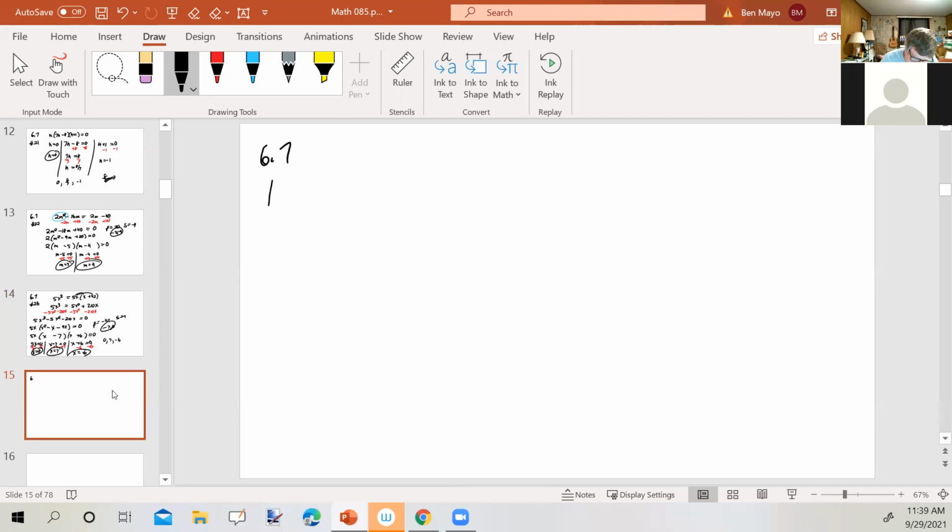This is 6.7, number 28. It says, part A, factor the expression 4a squared minus 12a. So it's a binomial in standard form. If we take out the greatest common factor of 4a, we have a minus 3 left over. That's all we can do. It's not an equation. We can't solve it. All we can do is factor it. So again, this said factor.